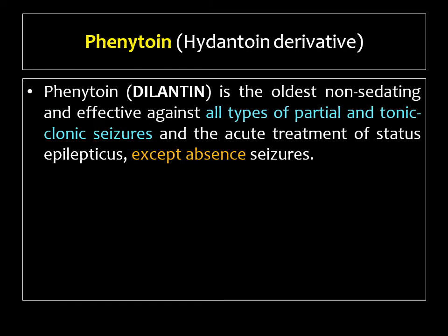Now let's start discussing the individual drugs. First of all, the most important one is phenytoin, which is one of the hydantoin derivatives. The brand name of phenytoin is Dilantin. And remember, number one, this is the oldest, and number two, it is non-sedating in its usual therapeutic dosage. It is effective against all types of partial and generalized tonic-clonic seizures, and even in the acute treatment of status epilepticus. But phenytoin is not useful against absences. This is one of the viva questions and MCQs also.